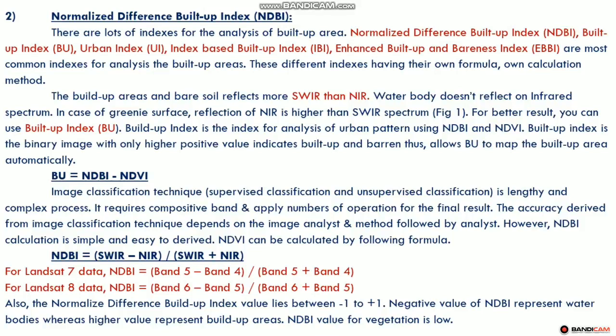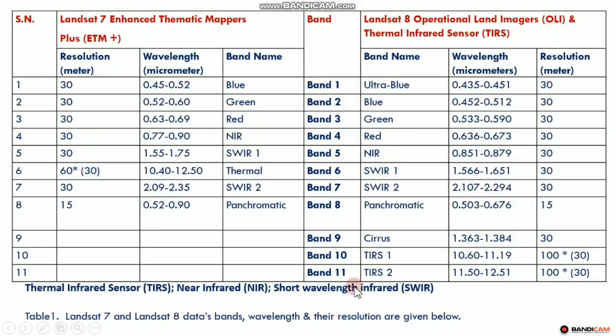So the formula for calculating the NDBI is simply we use the short wave infrared and the near infrared. So we can see that we have the ratio of the difference to that of the sum of the short wave infrared and the near infrared. Now for Landsat 7 data, we use band 5 and band 4. Also for Landsat 8 data, we use band 6 and band 5. You can see that we're talking about the short wave infrared and the near infrared, and then band 5 is the near infrared. That's why we use this as the built-up index.